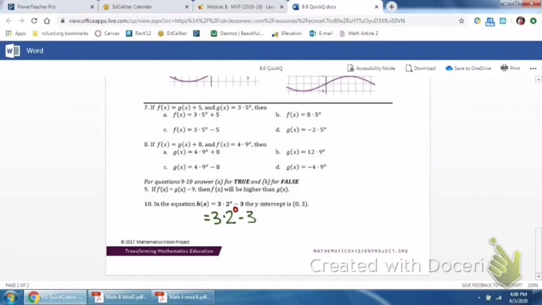Okay, so remember, parentheses, exponents, anything to the 0 power is 1. Multiply comes next, and then add or subtract comes at the end. So exponent, we've got to do the exponent first, then multiply, then subtract 3.